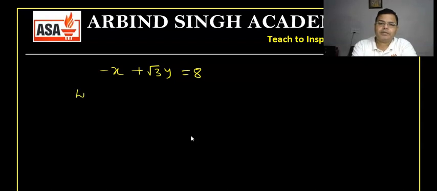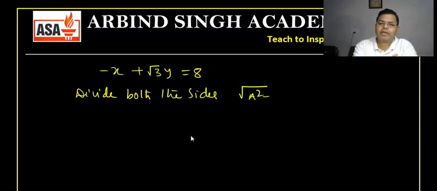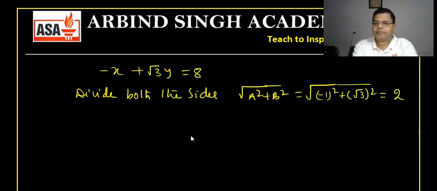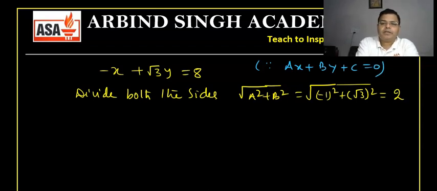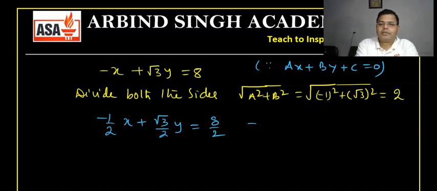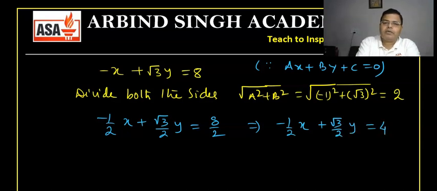Now divide both the sides by under root a square plus b square. What we have learned is that the coefficients of minus x whole square and root 3 whole square give 3 plus 1, that is 4. So divide both the sides by 2. If the equation is ax plus by plus c is equal to 0, then you have to divide by under root a square plus b square. So here, if I divide by 2 both the sides, this implies minus 1 by 2x plus root 3 by 2y is equal to 8 by 2, that is 4.